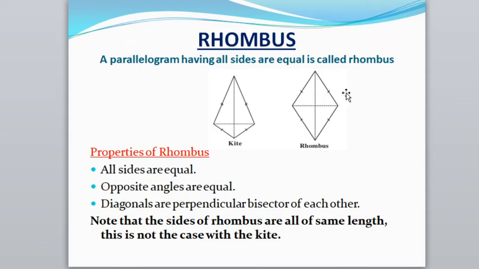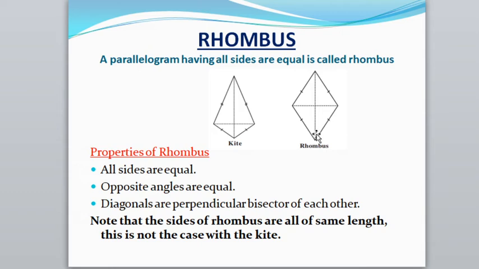It means all sides are equal in a rhombus. Now the properties of rhombus: all sides are equal. The first property is in a rhombus all sides are equal. Second one, opposite angles are equal. Similarly, as in a kite opposite angles are equal, same way in a rhombus also opposite angles are equal.